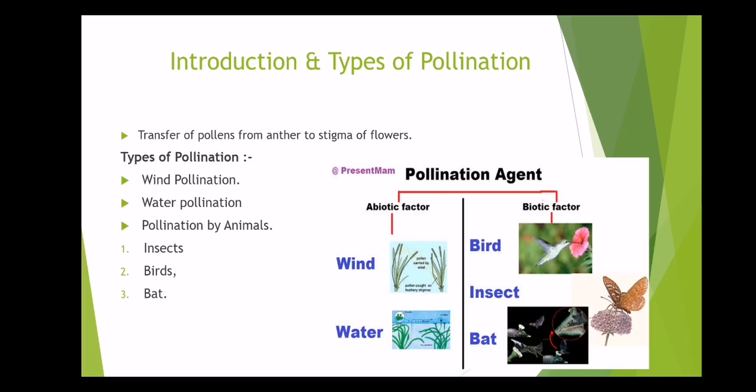So let's have a look at the types of pollination. We have wind pollination, water pollination, and pollination by animals. So today our major topic is pollination by animals. In this diagram you can see these types of pollination. On the left side we have wind and water pollination. On the right side we have animal pollination. It can take place by birds, by insects or by bats.